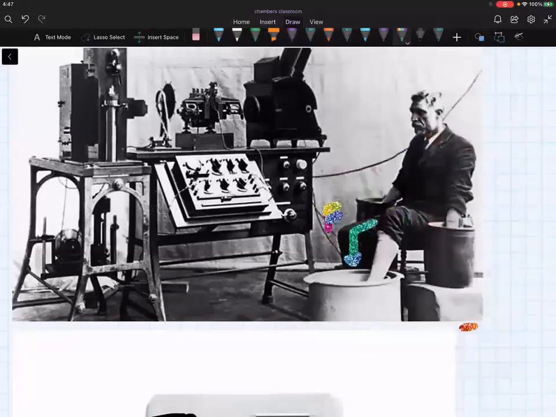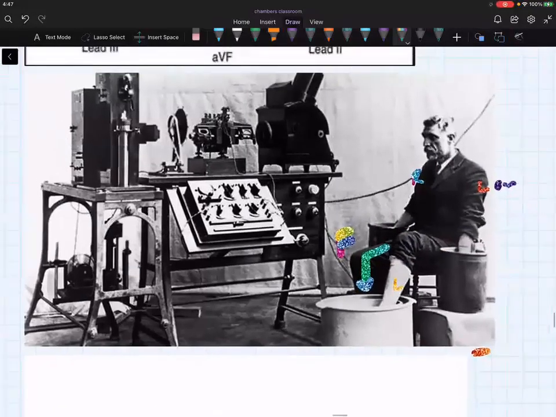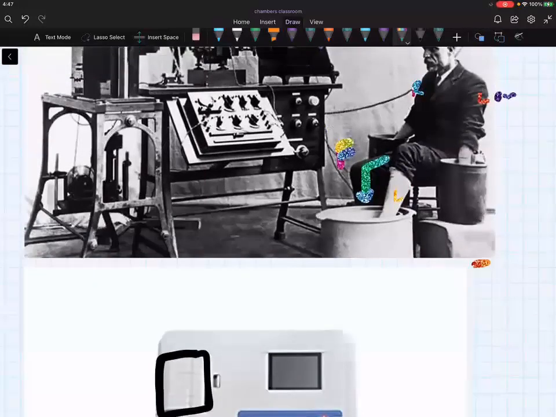So this was his left, this is right, and this is his left leg. So this is right, left arm, right arm. So he was recording these ECG. Okay. So there were no surface electrodes at this time.